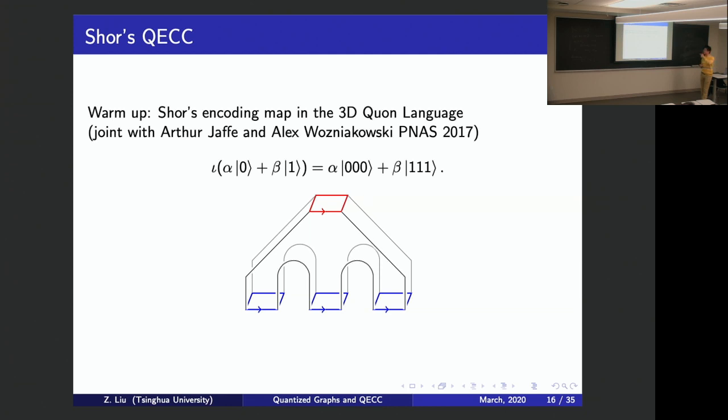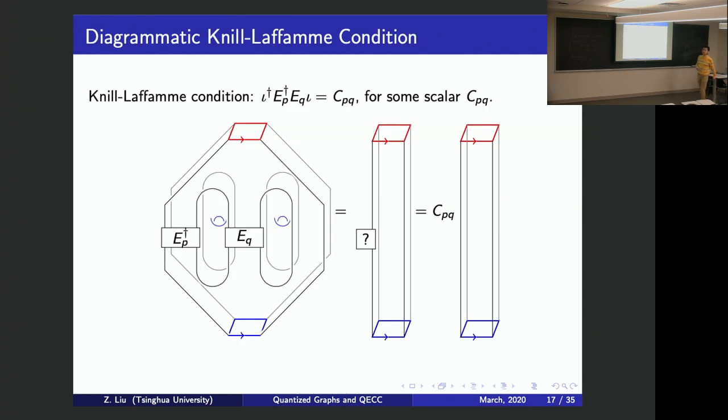And now let's see, this code can correct the error, the Pauli X error. And then we'll have a pictorial intuition. How do we understand error correction in such a pictorial way? So let's check this Knill-Laflamme condition. The condition says if we have some errors given by E, and we have this encoding map, Shor's encoding map, we take the multiplication of iota dagger, E, and iota. The dagger here, in this picture language, is the vertical reflection. And this part is the error.